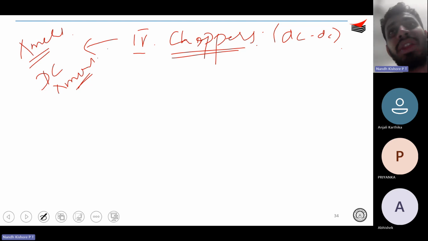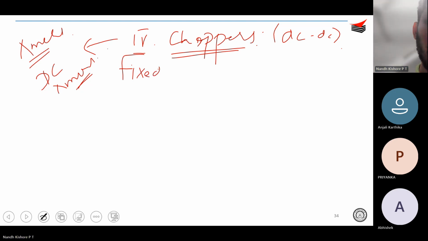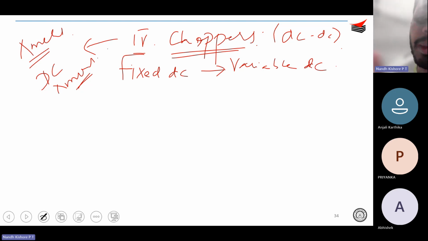So they are used for DC drives applications and stuff. Okay. So what do choppers do? They convert fixed DC to variable DC. You have control over the DC component. Okay. So in this, you studied about the buck, boost, and buck boost converters.